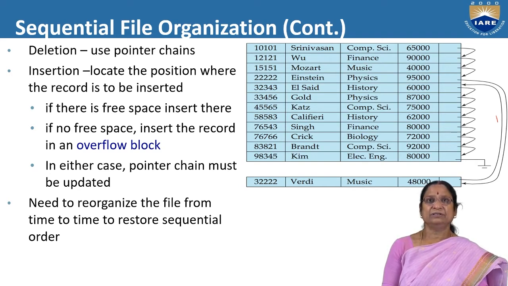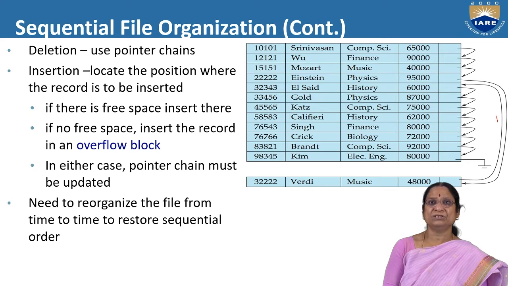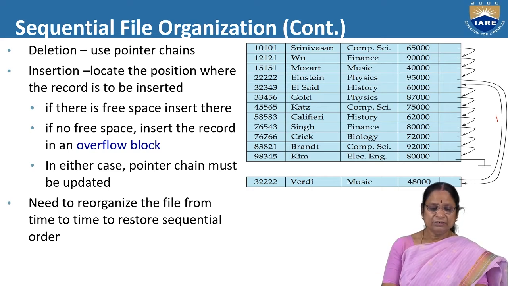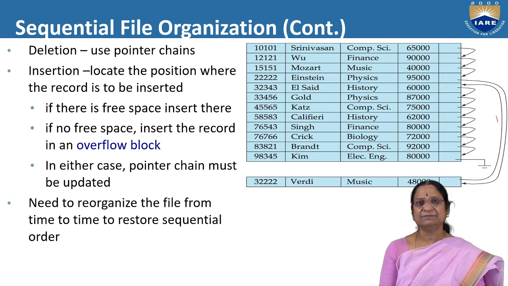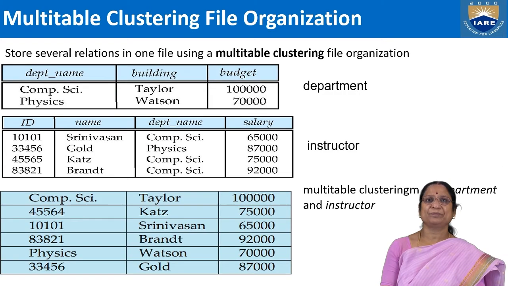Similarly, for deletion, when any record has to be deleted, the pointer from the previous record is just made to point to the next record after the deleted one. And the deleted space record is going to be pointed to by the respective free space pool. So we need to reorganize the file from time to time to restore the sequential order. Sometimes it is a disadvantage actually.